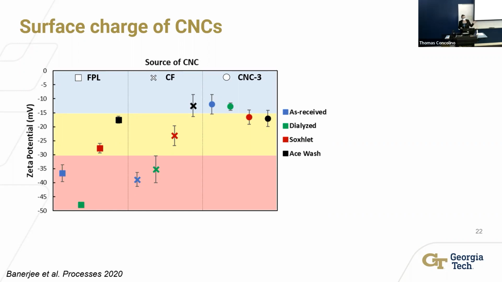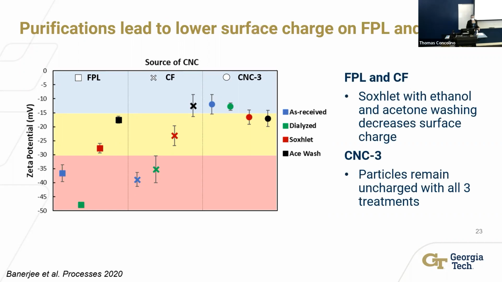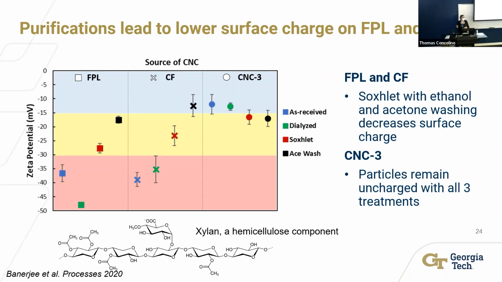Now, when we do dialysis, which is the green ones, you see that it doesn't change very much, right? They stay in their same zone. And then when we do oxalate extraction with ethanol and then the acetone wash, we see a significant decrease in the magnitude of the surface charge for the FPL and the Celluforce, right? And then for the CNC3 here, it stays about the same. It was not very charged in the first place. So what that tells us is we're likely removing some sort of contaminant that adds to this negative charge when we do our washing. So oxalate extraction with ethanol and acetone decreases the surface charge. And what we think we're removing is something like xylan, our hemicellulose component there that has some of these negative charges on it as well.